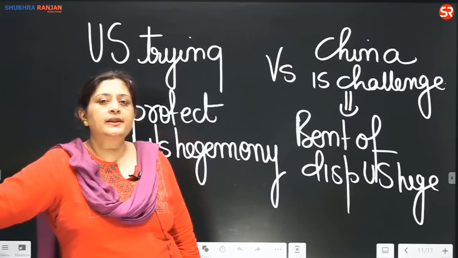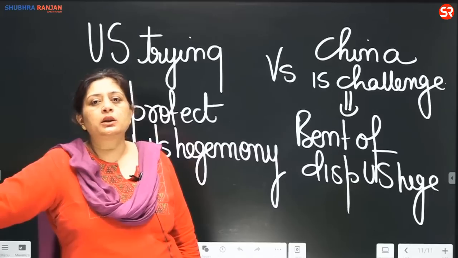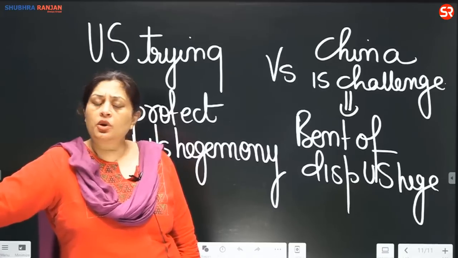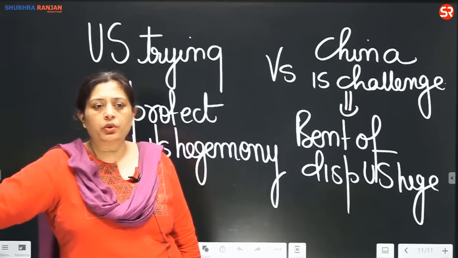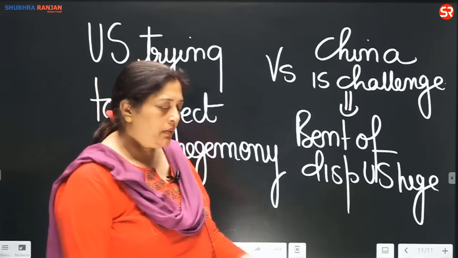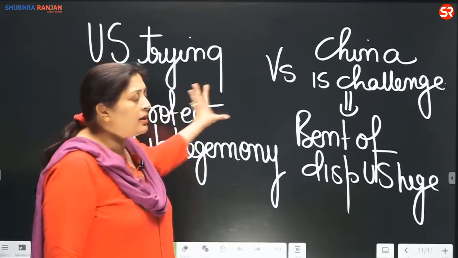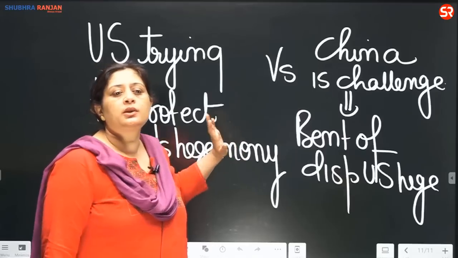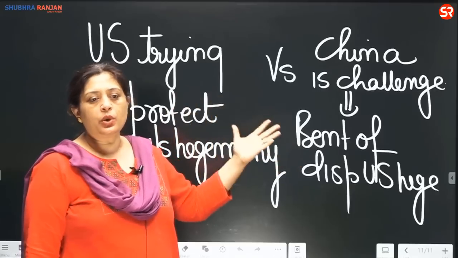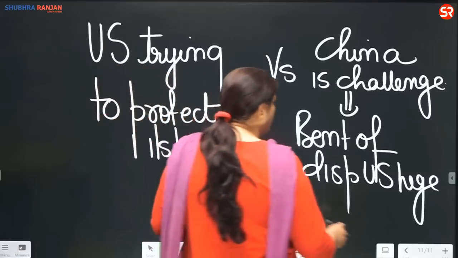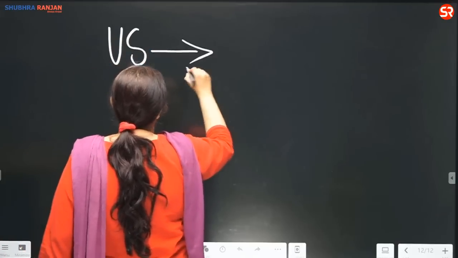Just like after the Second World War, if we wanted to understand NAM, if we wanted to understand Israel, Palestinian issue or anything, we could not have understood without understanding the superpower rivalry during the Cold War. Fine. So when we talk about Galwan, when we talk about Brahmaputra or any issue, the backdrop is the game or this rivalry or this challenge or display between US and China, where US is trying to protect its hegemony.